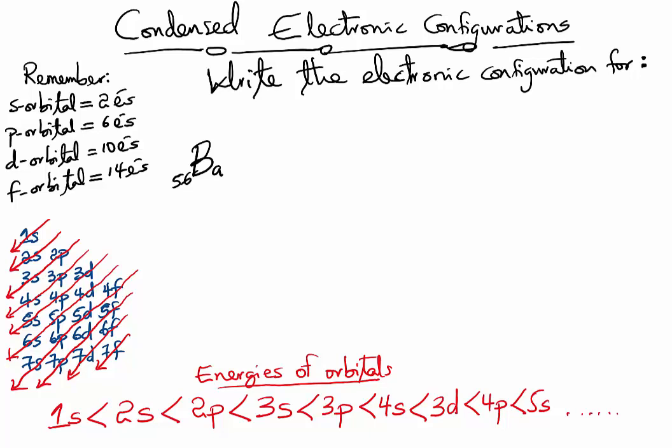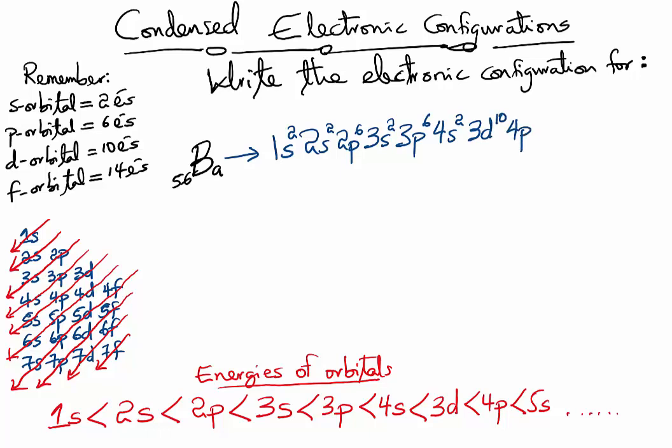Let us write the electron configuration for barium. Barium is element number 56, which means it has 56 electrons. Let us now do it. That will be 1s2, 2s2, 2p6, 3s2, 3p6, 4s2, 3d10, 4p6, 5s2, 4d10, 5p6, and then 6s2. That is very long.